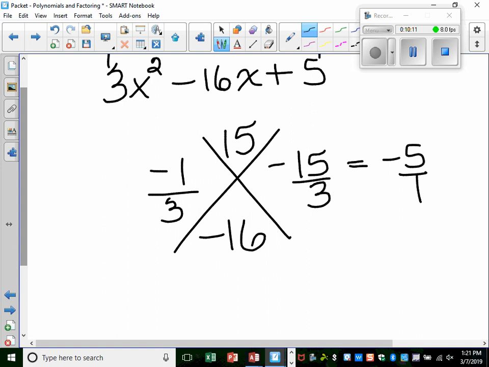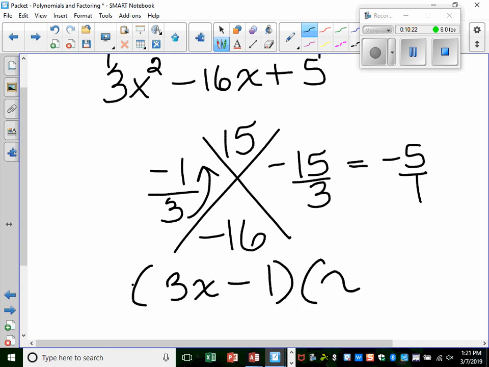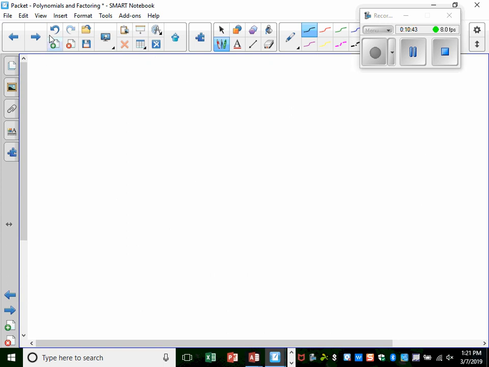So now when I write these, when I start from bottom up, 3x minus 1 and x minus 5. So when it's negative, it's just going to be a minus sign in your binomial. That's it. All right. Start from the bottom. That's your x number. So 3x minus 1, positive x minus 5. Okay, we're going to do one more.